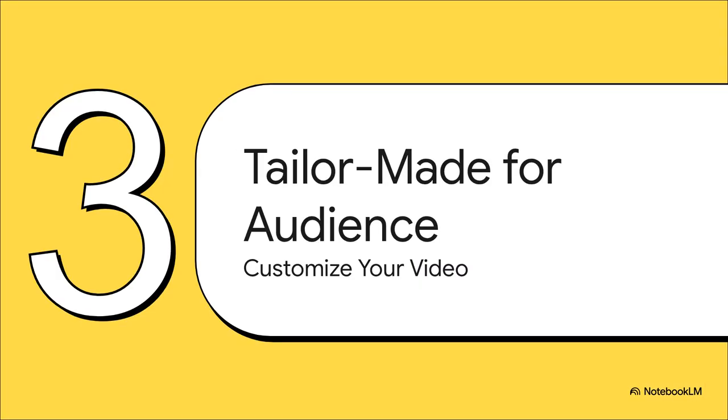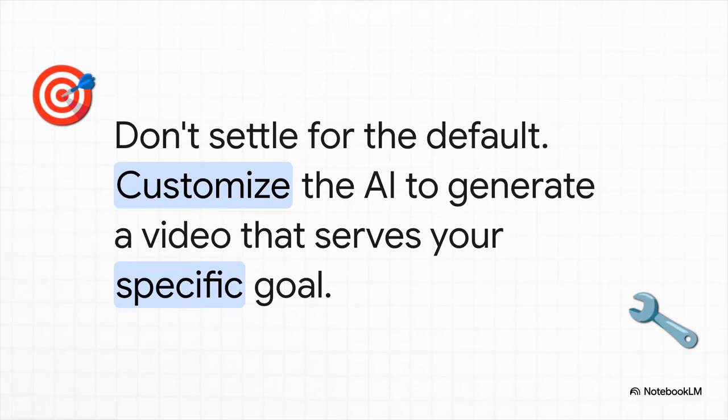Now, this is where it gets really interesting. You're not just stuck with whatever first draft the AI gives you. You actually have the power to guide it, to really fine-tune the video for exactly who you're trying to reach. Let's dig into how that works. This is where you really get to take the wheel. So instead of just accepting that default summary, you can nudge the AI to make sure that final video hits your target and serves your exact goal.